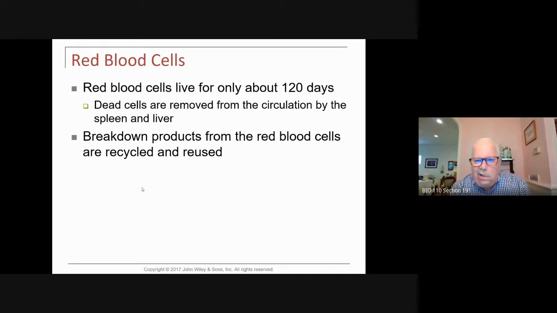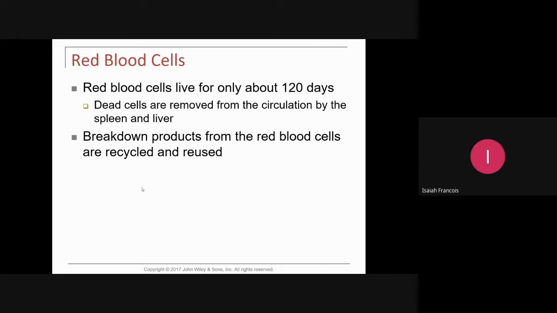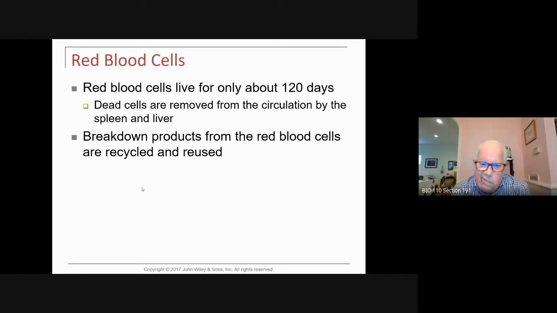Why is that important? Who cares if red blood cells only last for 120 days? Has anybody ever given blood? Yeah. Okay, you have. They usually tell you, thank you very much for giving blood, but you can't give any more blood for 120 days because you've got to build back up your red cells. So that's why it's very important.